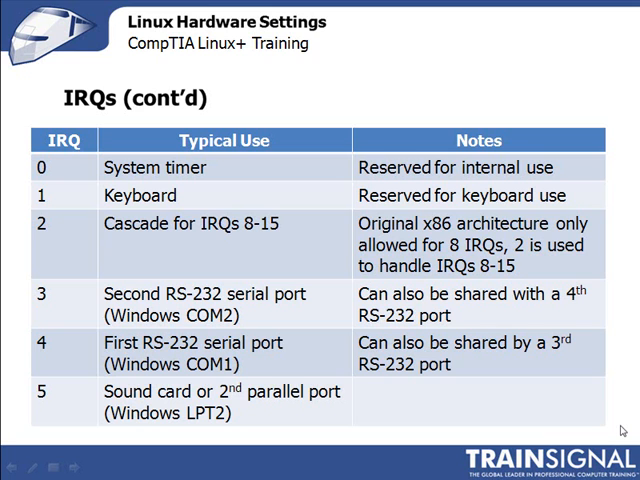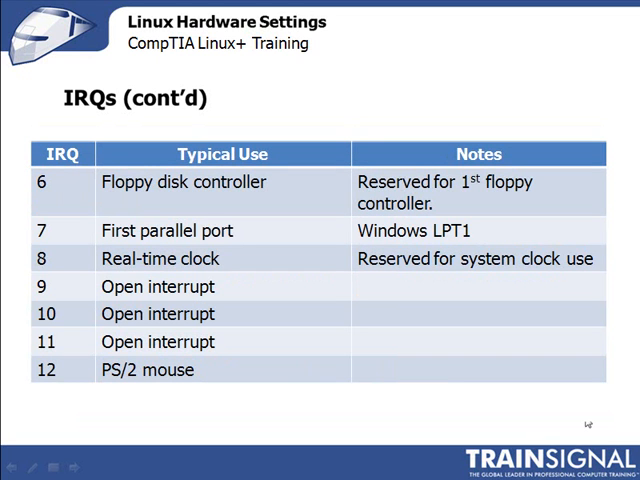IRQ 3 is assigned to the second RS-232 serial port, but can also be shared by a fourth RS-232 serial port. IRQ 4 is assigned to the first serial port, but can also be shared by a third. And IRQ 5, as we saw in our display just a moment ago, is assigned to a sound card or a second parallel port. The system IRQs continue with number 6, which is assigned to the floppy disk controller, and number 7 to the first parallel port, which is Windows LPT1.